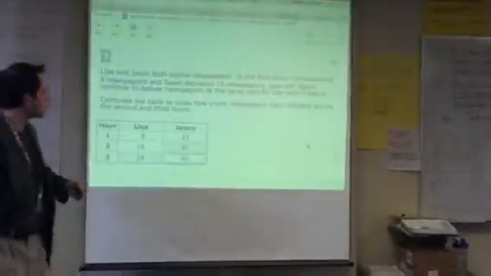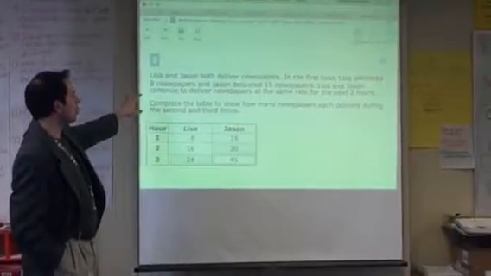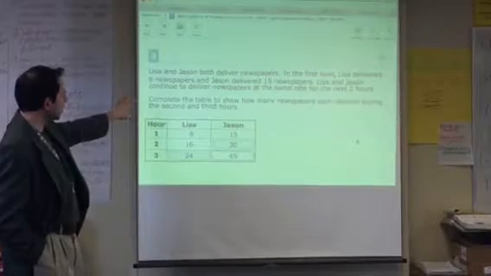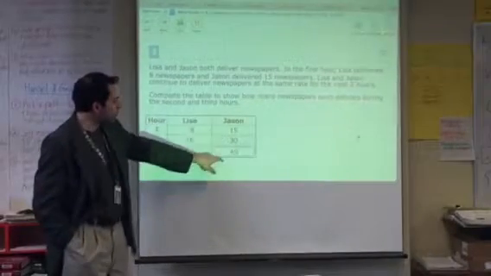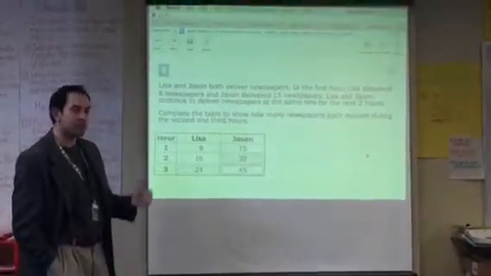So that's looking good. And we're just supposed to complete the table to show how many newspapers each delivers during the second and third hours. I've done both those hours for Jason. For Lisa, one was given, so I filled in the other one, and I'm feeling good to go.